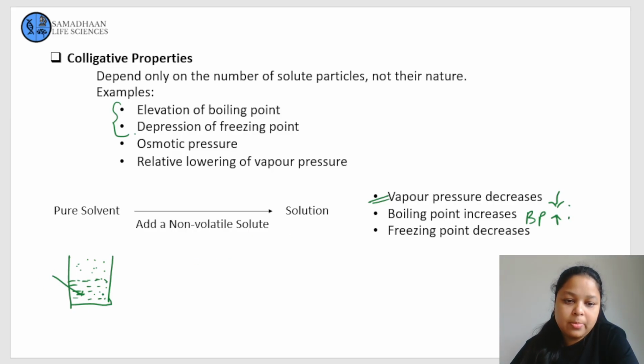Similarly, the dissolved particles interfere in forming the solid crystal while freezing. So, this solution will need a lower temperature to freeze, so the freezing point decreases.